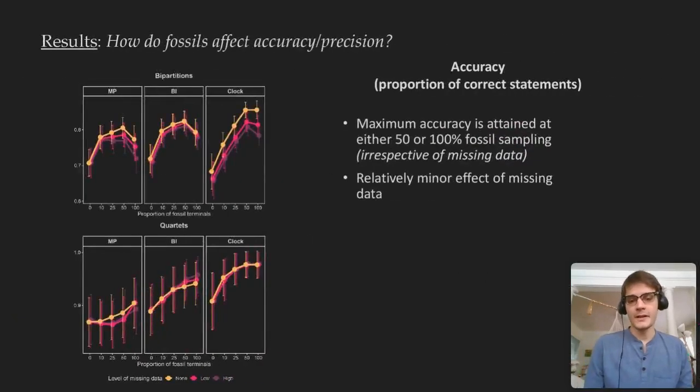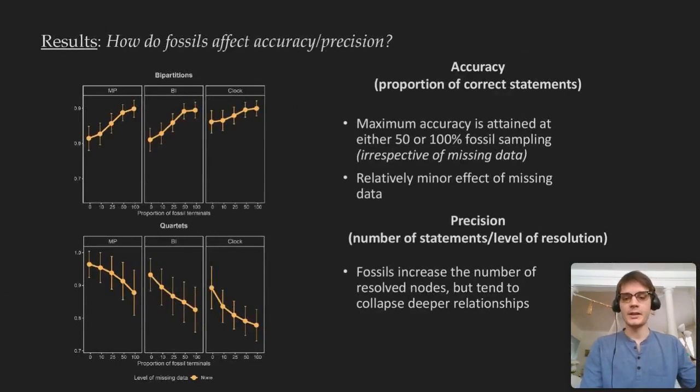When we incorporate the effect of missing data, which you see here in purple and pink, there's not much of an effect. What I've told you here before, 50 or 100% fossil sampling leading to maximum accuracy, is still true in the presence of even high levels of missing data. So a minor effect only of missing data on accuracy.